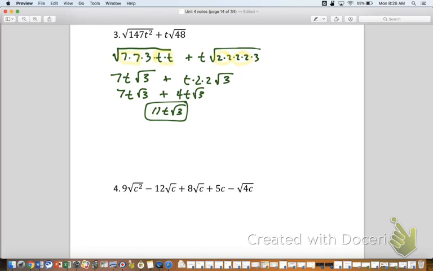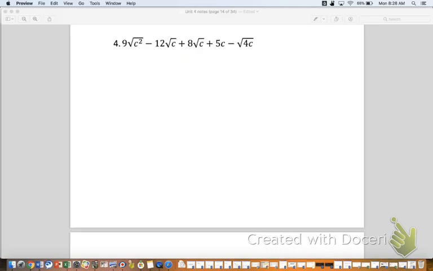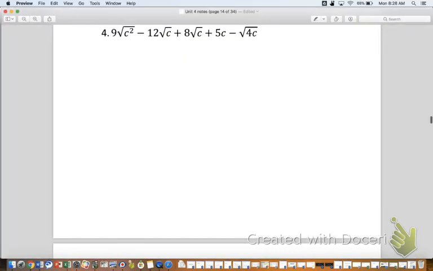Okay. So then number 4. Number 4 has some simpler stuff, but there's a lot more of them. And so certainly seems like there's a lot. So the first one is we've got 9 root c squared. So maybe you realize that that c squared is not prime, right? It's c times c. So we'll deal with that here in a second.